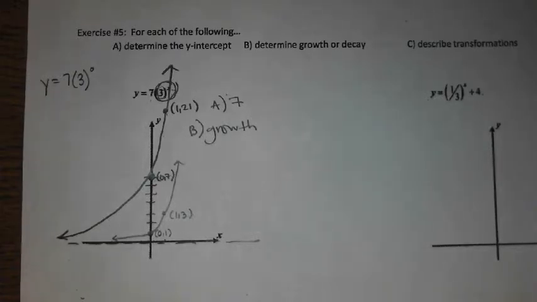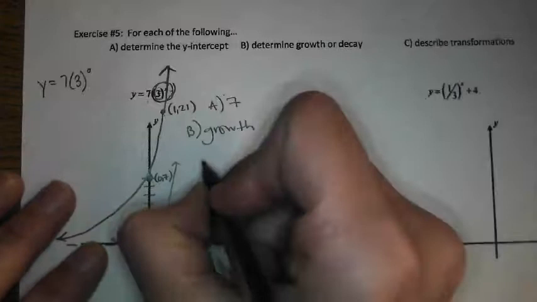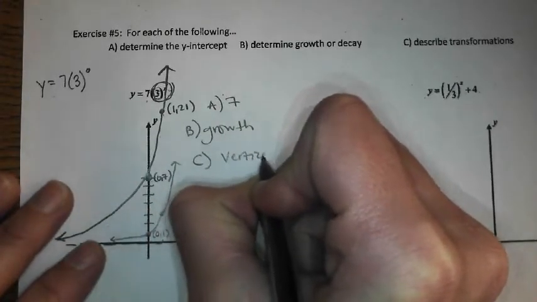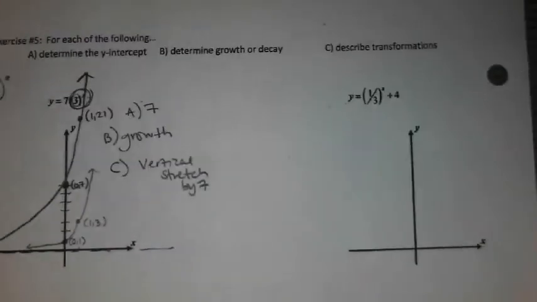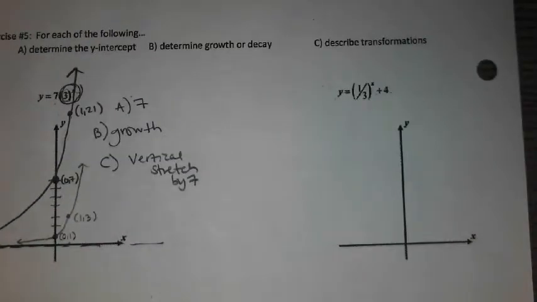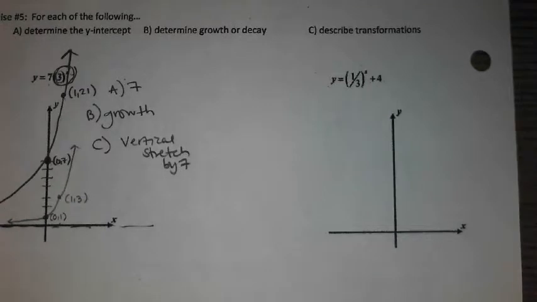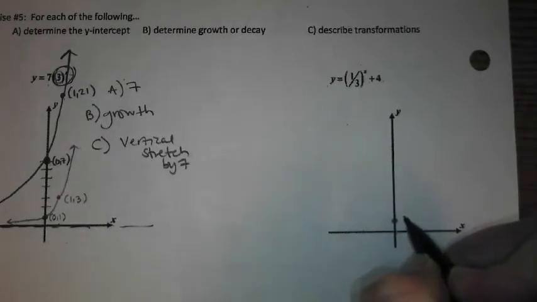And part C says, describe the transformation, vertical stretch by 7. Okay? Part C are critical points, 0, 1 of our parent graph.